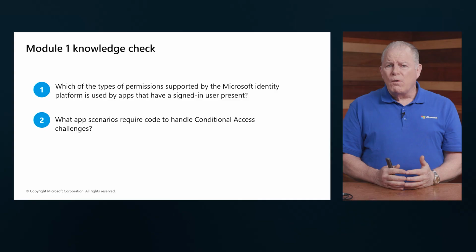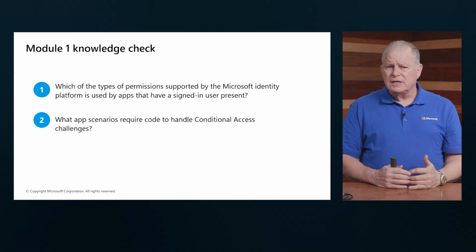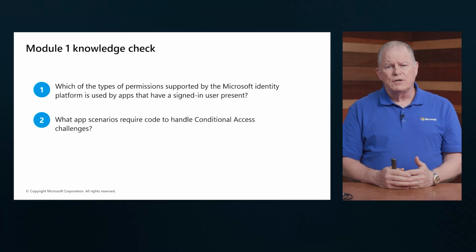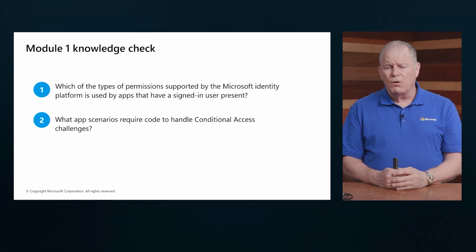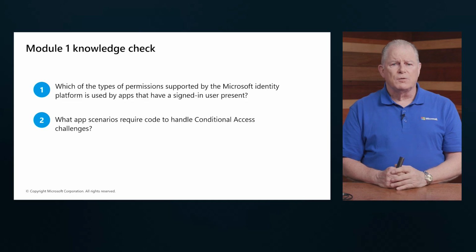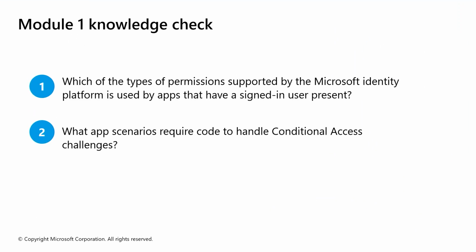So that brings module 1 to an end as an introduction. These concepts are going to flow through the next remaining modules, and you'll get an opportunity to do some of this in other recordings. But right now, let's close out this module with our knowledge check. So question number 1, which of the types of permissions supported by the Microsoft Identity Platform is used by apps that have a signed-in user present? Go ahead, pause the recording for just a second.